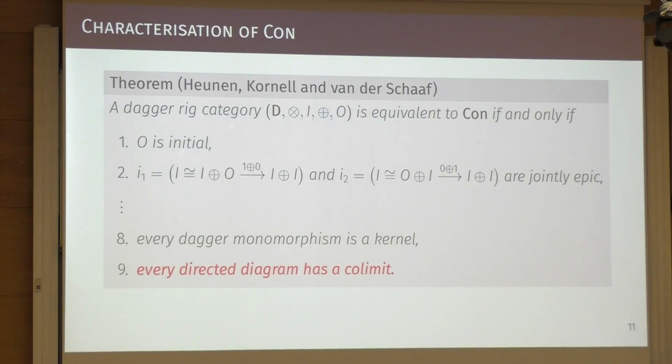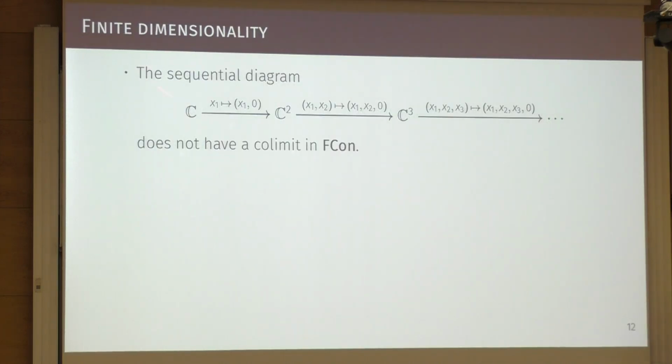Somehow, and I'm going to explain in a minute, for axiomatizing Fcon, we need to strike some balance between asking for enough co-limits that we can prove that the scalars are R or C, but not so many co-limits that we can construct infinite dimensional spaces. So I should say, it's diagrams like this one that are the problematic ones.